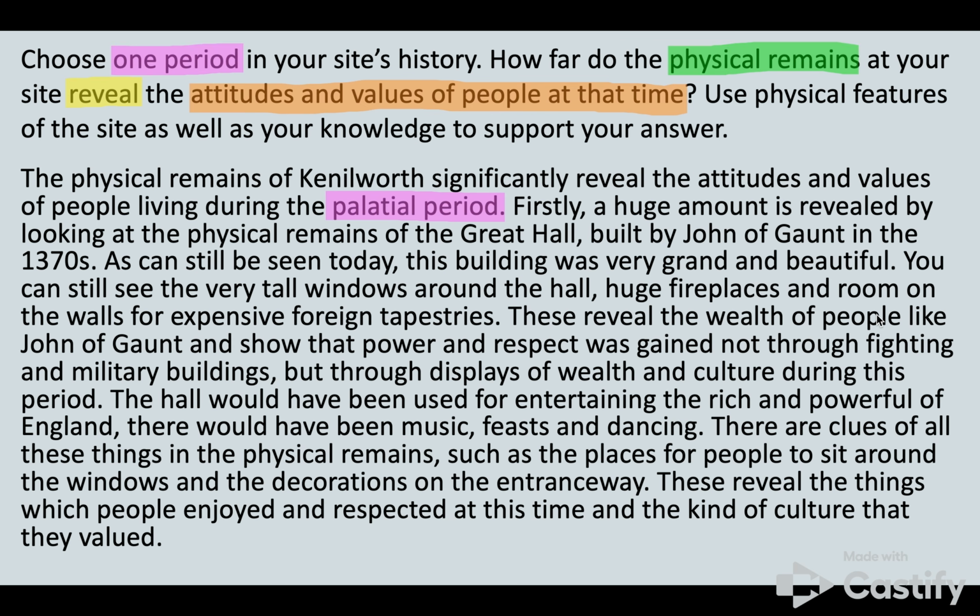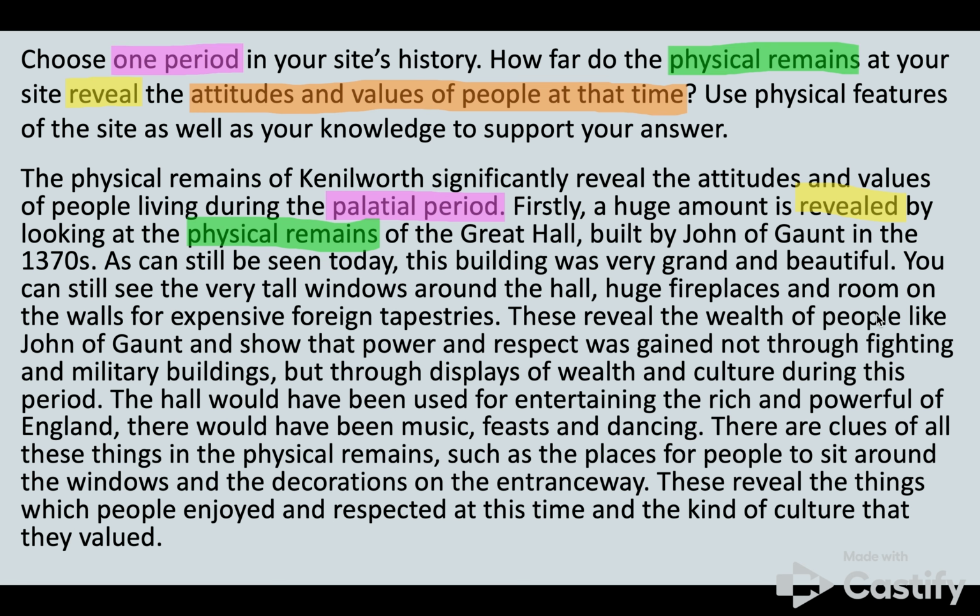Firstly, a huge amount is revealed. I'm answering the question. A huge amount is revealed by looking at the physical remains of the Great Hall, built by John of Gaunt in the 1370s. So that's my first point. We can learn a lot by looking at the Great Hall.